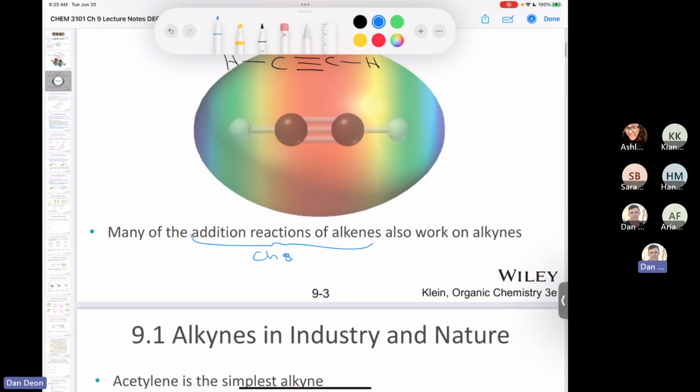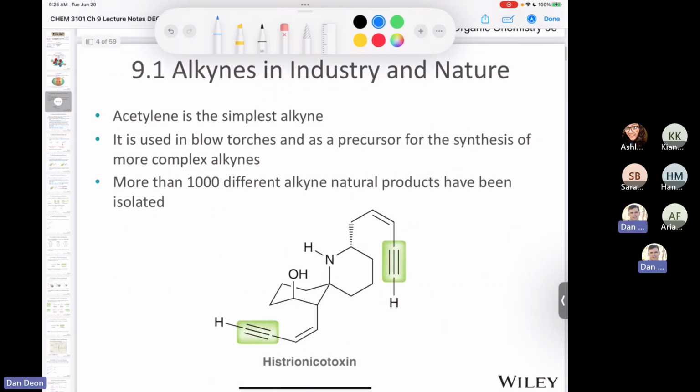So we're going to see many of the same concepts in chapter 9. Before we get into the nuts and bolts of nomenclature and the kind of reactions you can do with alkynes, let's just talk a little bit about them. I've already mentioned acetylene, which is this compound. You could write it like this if you want. That's a partially condensed structure. Again, we just write it like 3 lines like that, which is the bond line structure.